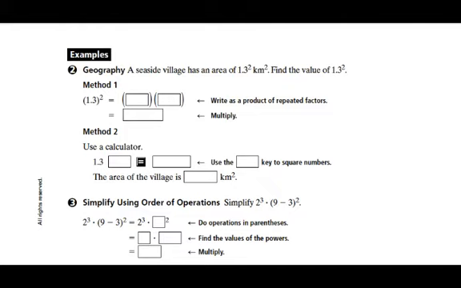Let's take a look at example 2. Geography. A seaside village has an area of 1.3 to the 2nd power kilometers squared. Find the value of 1.3 squared. Our first method is to square 1.3. That means we're going to take 1.3 times 1.3, which is 1.69.